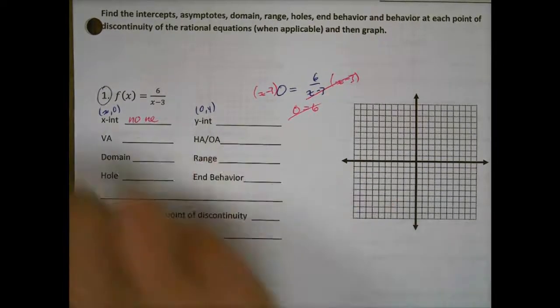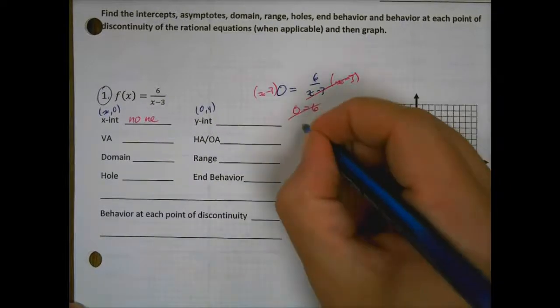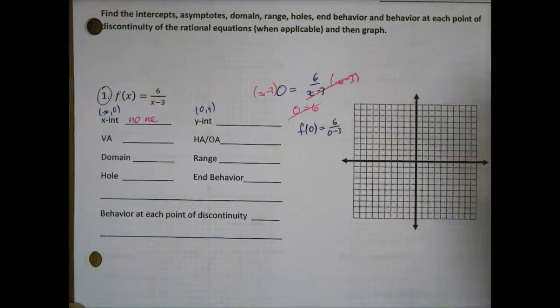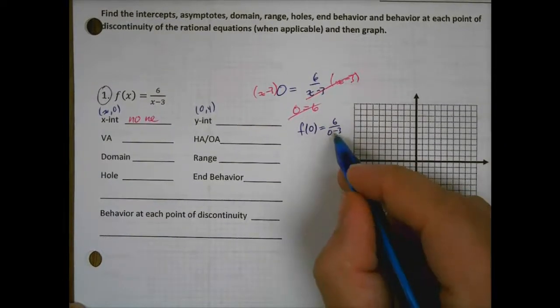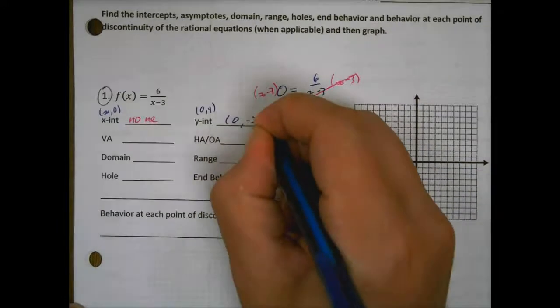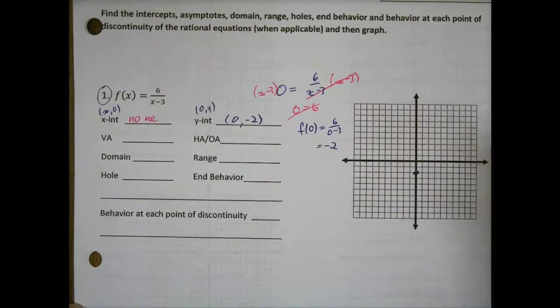For y-intercepts, you can make the x part 0. So we can say f of 0 is 6 over 0 minus 3. 6 divided by negative 3 is negative 2. So we have a y-intercept at 0, negative 2. I can put that on the graph at 0, negative 2.